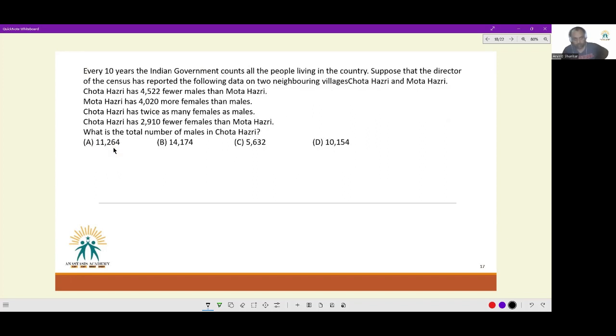Okay. Next. Every 10 years, the Indian government counts all people living in the country. Suppose that the director of the census has reported the following data on 2 neighboring villages, Chota Hazri and Mota Hazri. Chota Hazri has 4,522 fewer males than Mota Hazri. Mota Hazri has 4,020 more females than males. Chota Hazri has twice as many females as males. Chota Hazri has 2,910 fewer females than Mota Hazri. What is the total number of males in Chota Hazri?